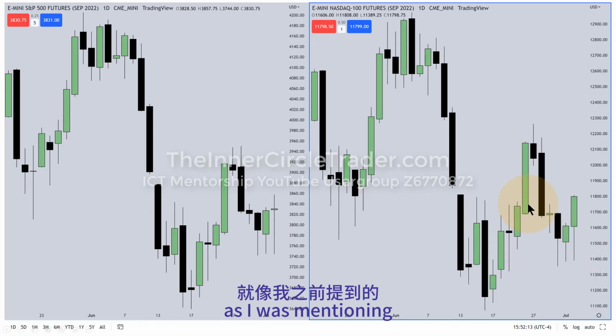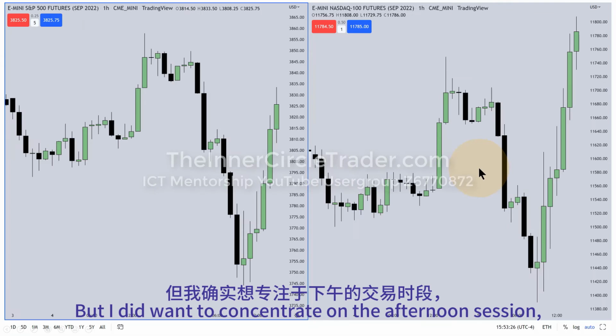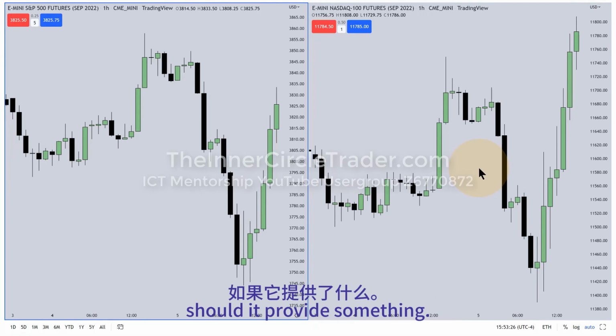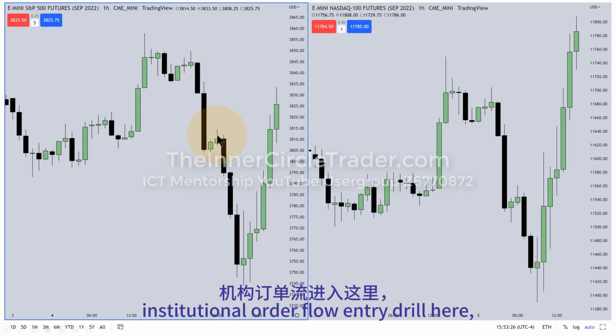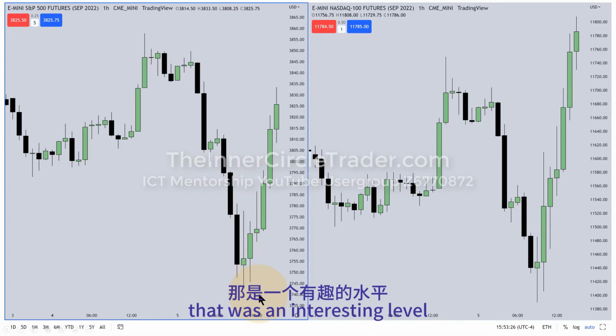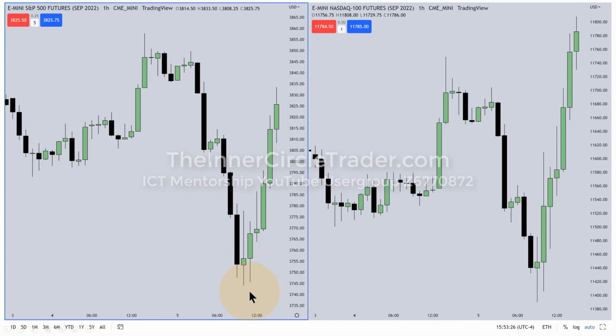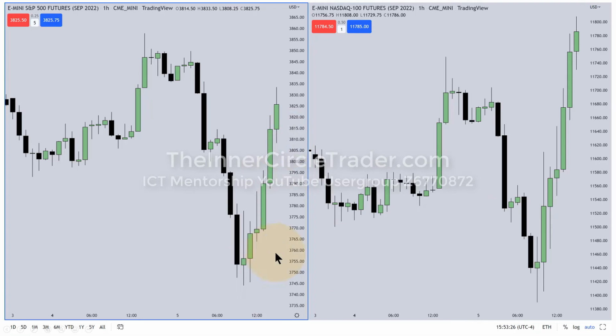I didn't want to trade, as I was mentioning on Twitter this morning. I didn't want to do anything this morning session, but I did want to concentrate on the afternoon session should it provide something. We had consolidation. We broke down. Institutional order entry drill here. Breaks down. I was looking for 37.40. That was an interesting level for me. If it would have got below that, then I would have been expecting this type of move here. But it didn't get to 37.40. Just fell short of that.